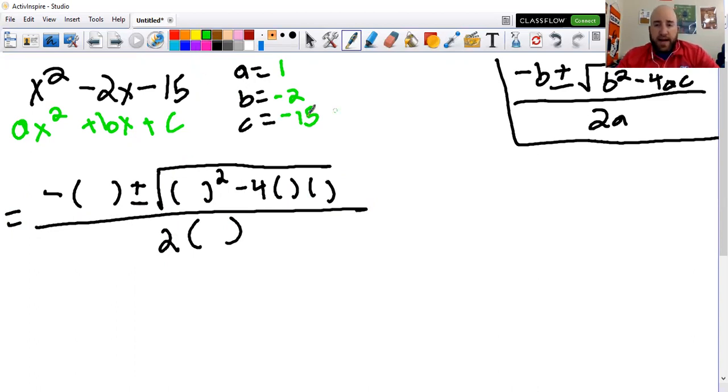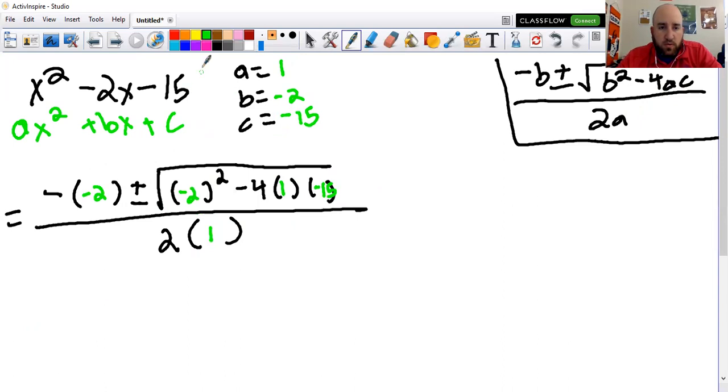So now I'm going to fill in what I got. First set of parentheses is B, so I'll put -2 here. Second set of parentheses is also B, so I'll put -2 here. Third set is A. A is 1. Fourth set is C. C is -15. It's going to be a tight fit. And then on the bottom, 2A, so 2 times 1.